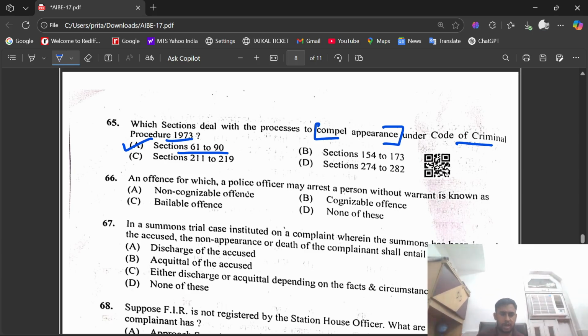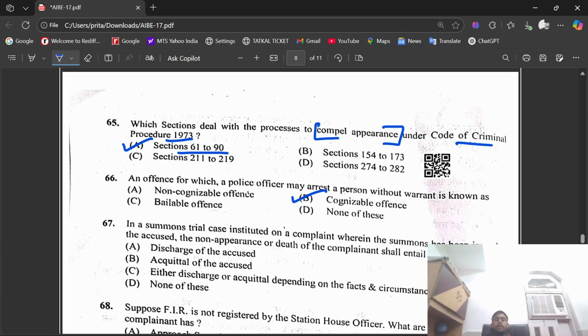Question number 66. An offense for which a police officer may arrest a person without warrant is known as option B, that is cognizable offense. Means संज्ञेय अपराध, means very serious offense. ठीक है, तो उसमें वारंट रिक्वायरमेंट नहीं होती है कि पुलिस जाए कोर्ट के पास और वारंट ले और फिर उस व्यक्ति को अरेस्ट करे, तब तक वो भाग जाएगा. तो ऐसे में अगर उसने कोई हैवी क्राइम किया है, कोई सीरियस क्राइम किया है, तो कॉग्निजेबल ऑफेंस में पुलिस विदाउट कोर्ट ऑर्डर या फिर विदाउट वारंट उसको अरेस्ट कर सकता है. यहाँ पर वारंट से मेरा मतलब वही कोर्ट ऑर्डर से है.